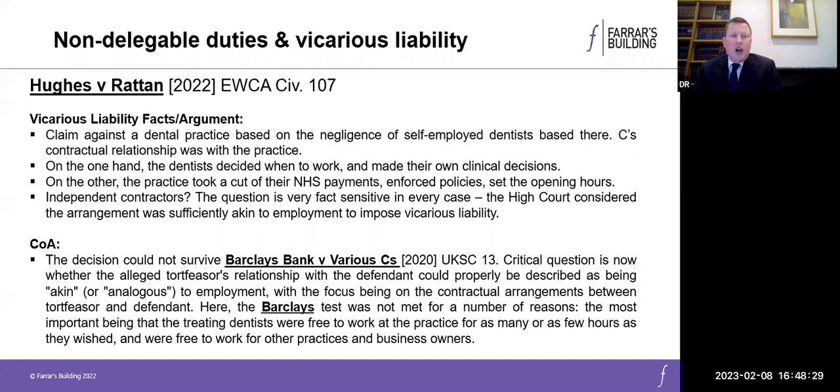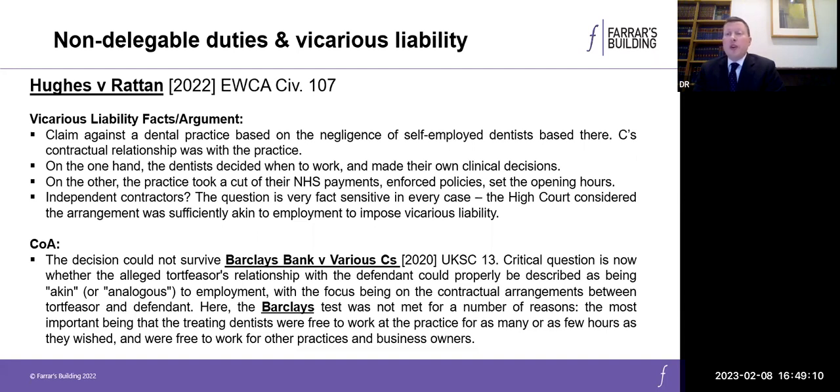Now, on the one hand, these dentists decided when they wanted to work. They made their own clinical decisions. On the other hand, the practice took a percentage of their NHS tariffs, enforced various work policies on them, and set working hours. And so, weighing up those factors, were they independent contractors, which would prevent vicarious liability attaching, or not? And the question is plainly very fact sensitive in every case, but the High Court considered that the arrangement was sufficiently akin to employment to impose vicarious liability.